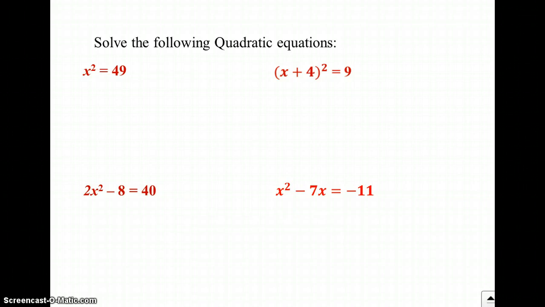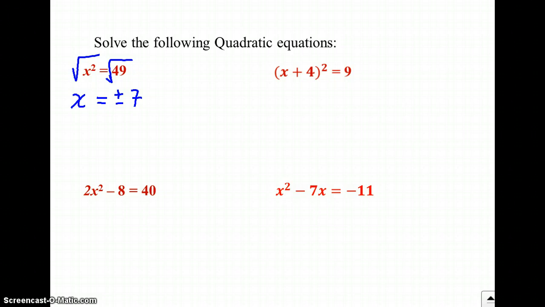x squared equals 49. Well, to solve this, we want to take the square root of both sides. The square root of x squared is x. And remember, anytime you take the square root of something, you should include the positive and negative. So the square root of 49 is 7. Positive and negative 7 will be the solutions to this quadratic equation.